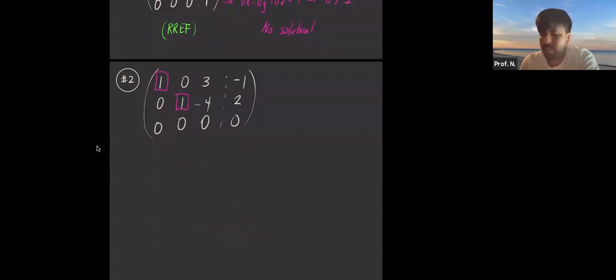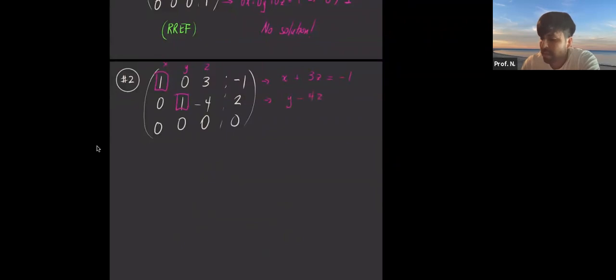So things break down. You don't always get what you think you're going to get. When that happens, we just accept it. We just say, oh, we only see ones here, so that's it. Because we only see ones here, this is an X, this is a Y, this is a Z. How do we interpret the rows? What does the first row say? It says X plus 3Z equals -1. The second row says Y minus 4Z equals 2. And what does the third row say? 0 equals 0.